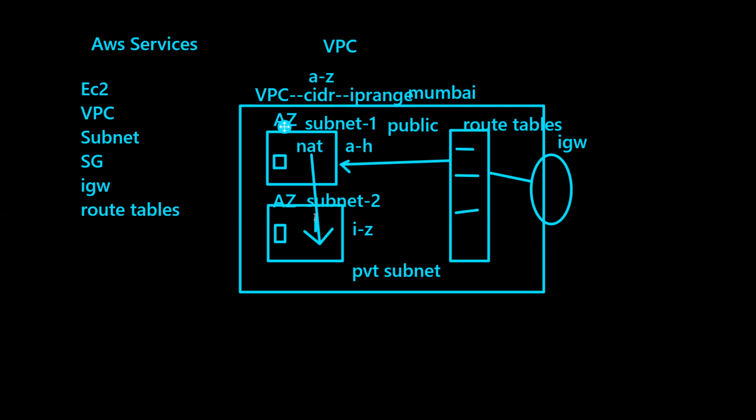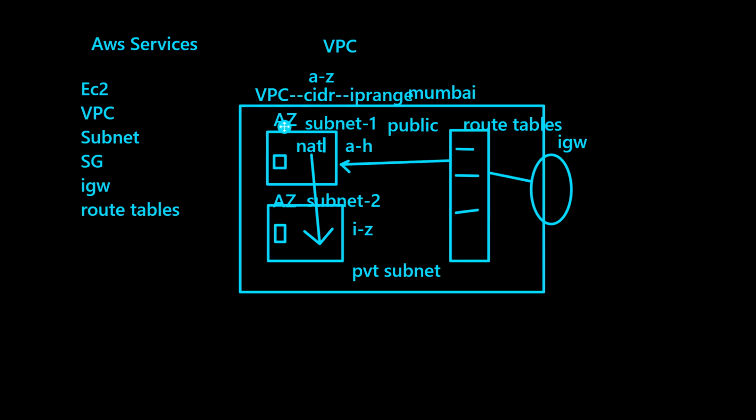So why do we need to put the NAT in the public subnet? It will have internet from the public subnet. From the public subnet, you will get the internet traffic flow. Okay, got it.